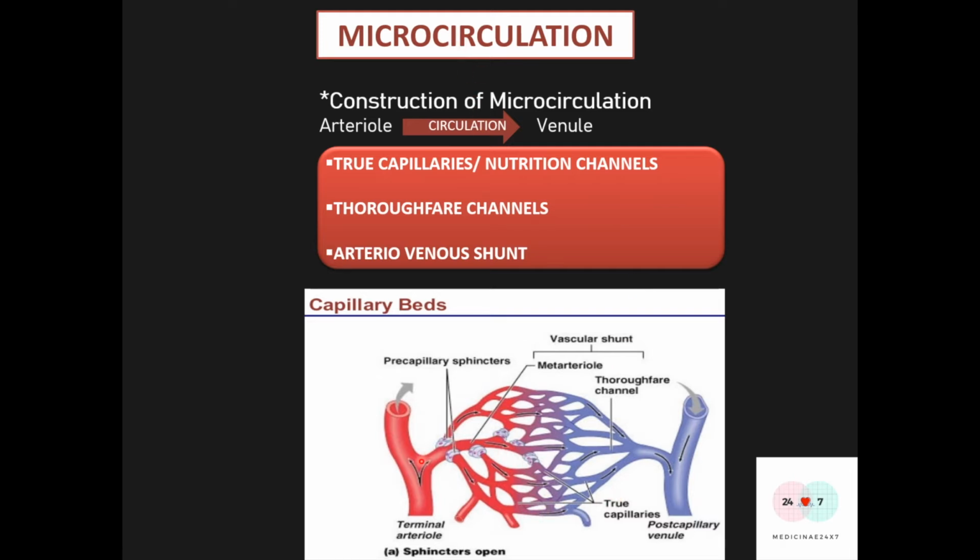Arteriovenous shunts are the ones which cause bypass of blood from the arterial side to the venous side. It bypasses the true capillaries in between. It bypasses the nutrition and oxygen exchange to some extent, and thereby it reduces the time the blood needs to flow through the capillary bed.